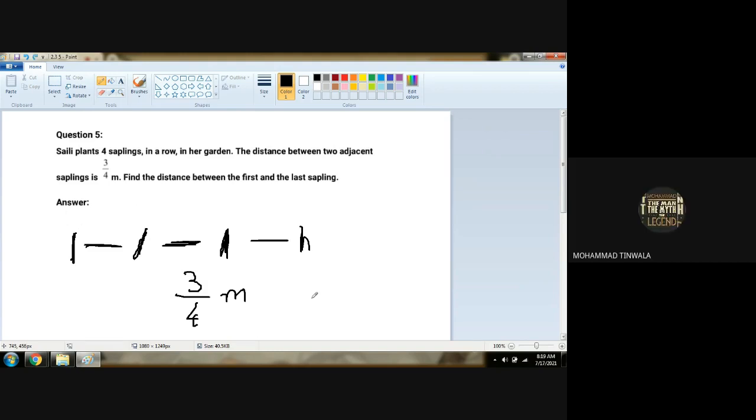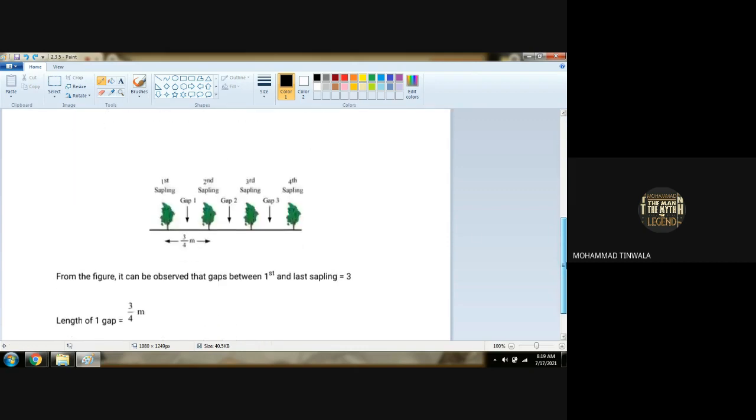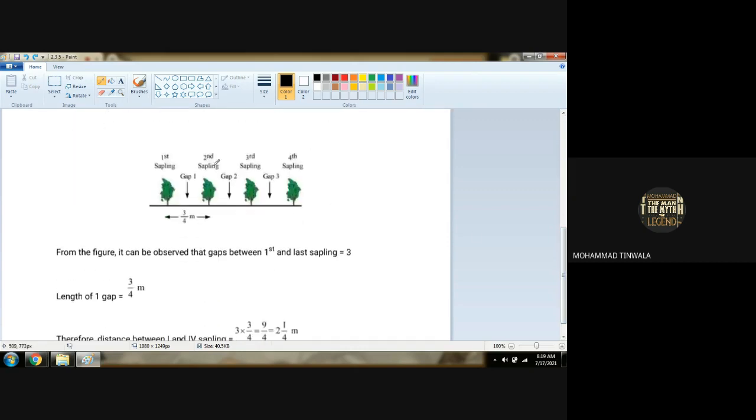Okay, let us check the answers. See the saplings are drawn here: first sapling, second sapling, third sapling, fourth sapling. So gap 1, gap 2, gap 3. There are 3 gaps in between, and each gap covers 3 upon 4 meter. Can you see the diagram which is drawn in the text? Now, total saplings to be planted is 4 and total gaps are 3. Between the first and the last, the total number of gaps is 3.